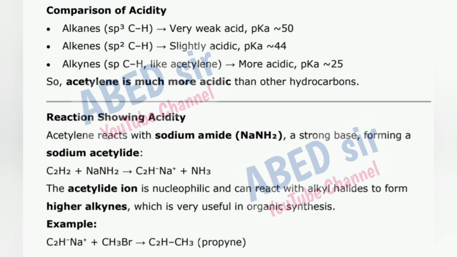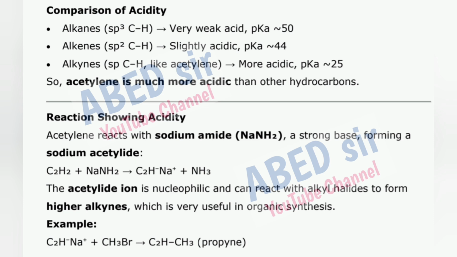Comparison of acidity. Alkanes, sp3 C-H, are very weak acids, pKa around 50. Alkenes, sp2 C-H, are slightly acidic, pKa around 44. Alkynes, sp C-H, like acetylene, are more acidic, pKa around 25. So, acetylene is much more acidic than other hydrocarbons.